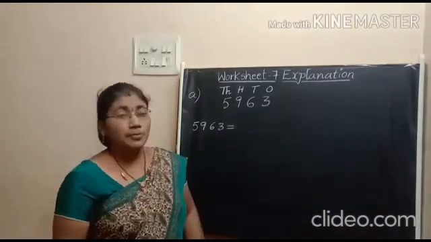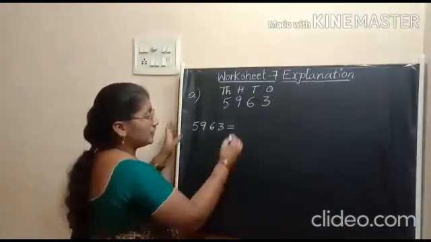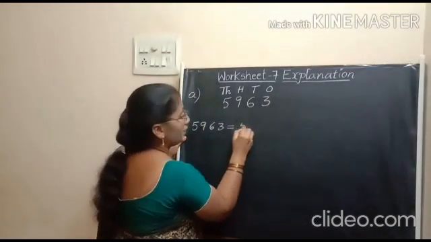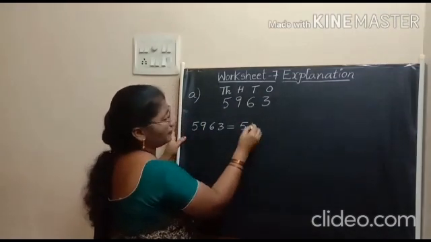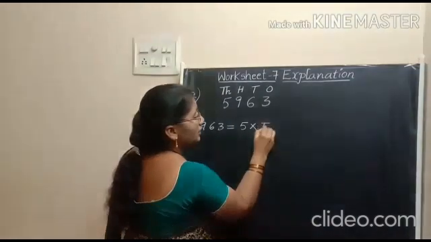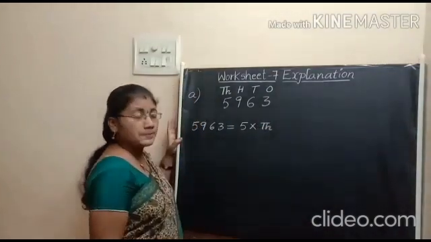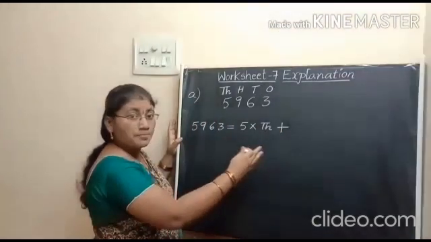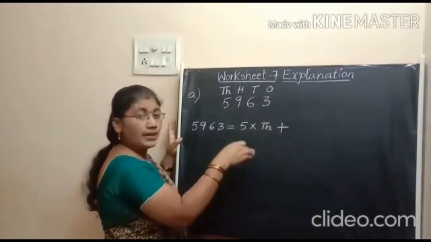Let us write the place value of 5. That means face value into its place. Face value of 5 is 5. Its place is thousands. I am writing in short form, thousands. Plus, we are taking the sum, so we should use plus.